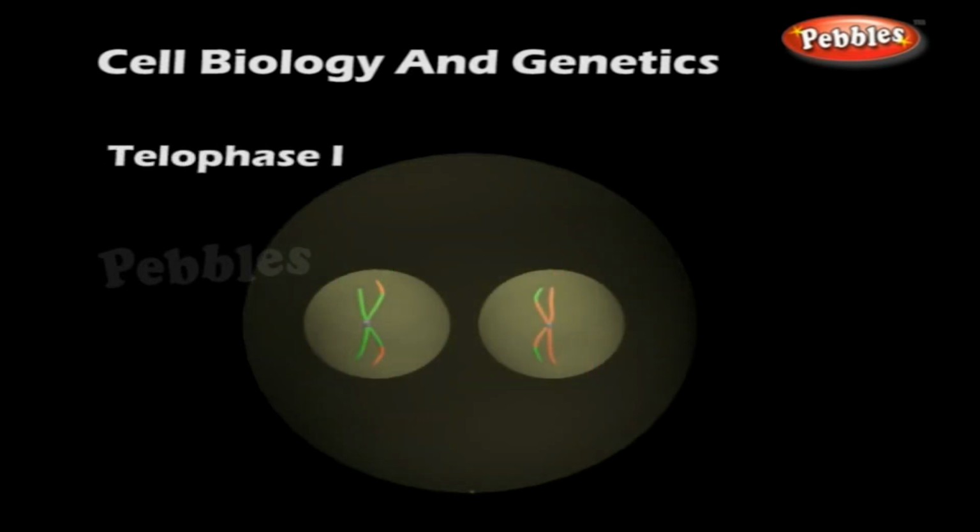Telophase 1. Telophase 1 brings the first meiotic division to an end. Reorganization of the chromosomes at the poles happens to form two haploid nuclei. A nucleolus may appear and the spindle fibers disappear.